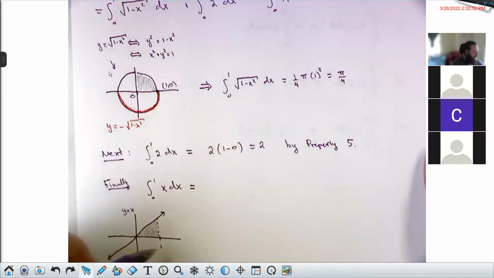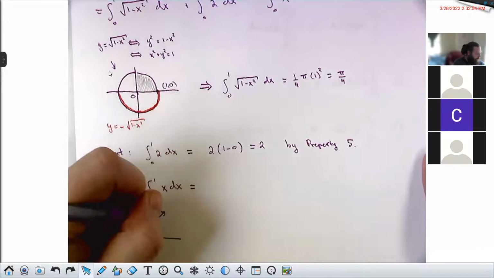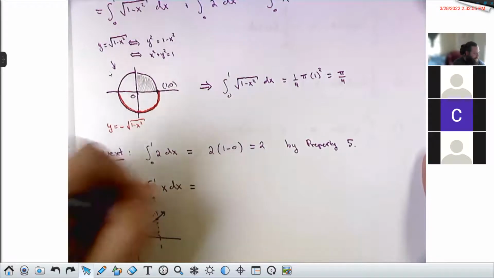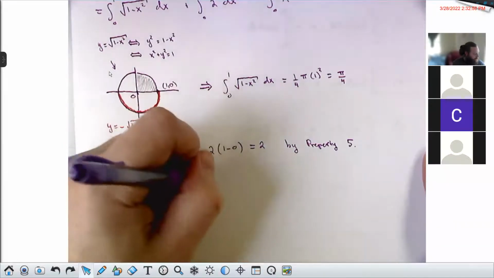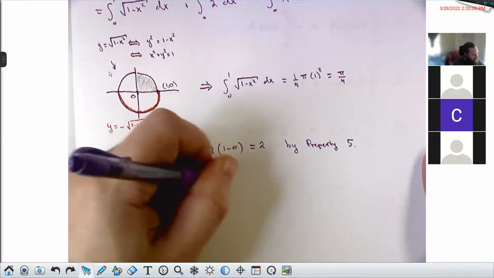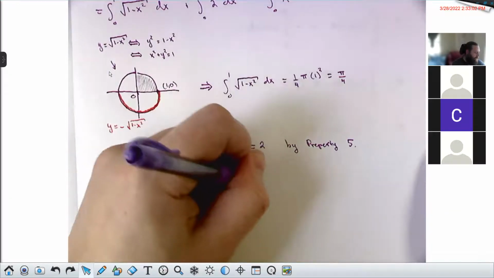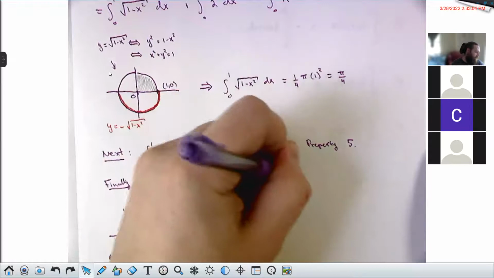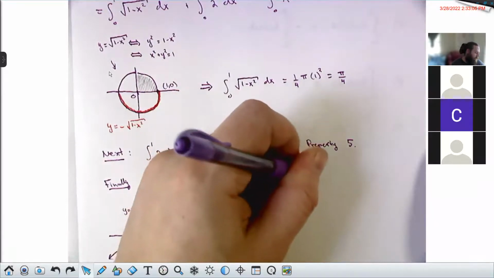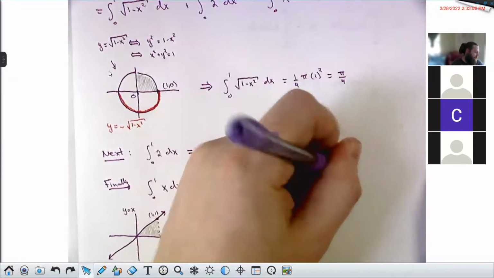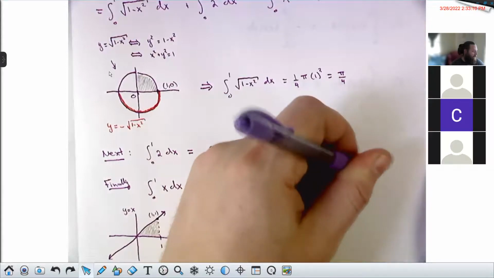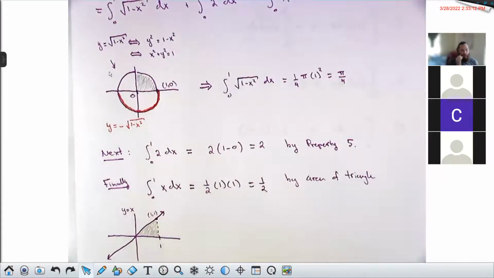So this is going to be 1/2 base times height. The curve is y equals x. So the point here is 1, 1. So the base is 1, the height is 1. So this is 1/2 times 1 times 1, which is just 1/2 by the area of a triangle. Right, that 1/2 base times height rule.